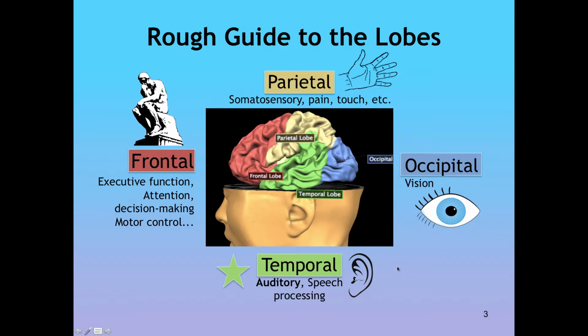Oh, interestingly, one way to remember where the temporal lobe is that it's the lobe closest to the ear. So that's cool. But for some reason, the occipital lobe is the lobe furthest away from the eyes. So I'm not sure why that is, but so be it.